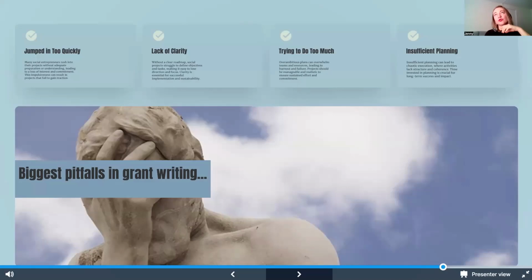It's really not so big a difference from pitching to investors. But in order to land there, to start writing, this exercise is a must. This step is a must. Because the biggest pitfall in grant writing, which I've seen in my 18 plus almost 20 years, is when grant writers jump too quickly. They see the call, they start writing like, oh, I want to solve this problem and my solution.